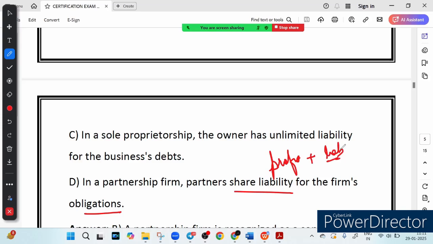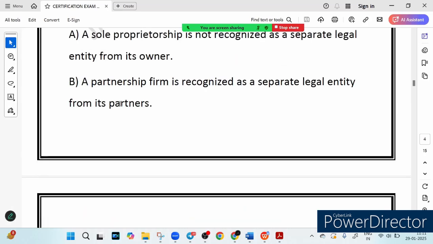So the correct answer to this particular question is option number B. Let me show you again what option B says. Option B says that a partnership firm is recognized as a separate legal entity from its partners. No, this is wrong. You should know that sole proprietorship and partnership firm are not separate legal entities. In both firms, the owner or partners have unlimited liability for debt, and the incorrect statement is that a partnership firm is a separate legal entity. It is not, and partners share profit and liability equally unless otherwise agreed upon.